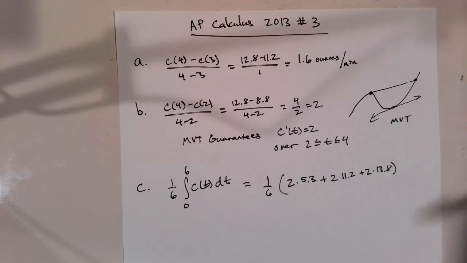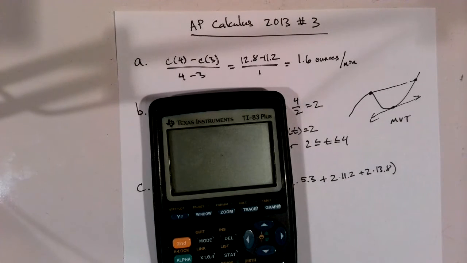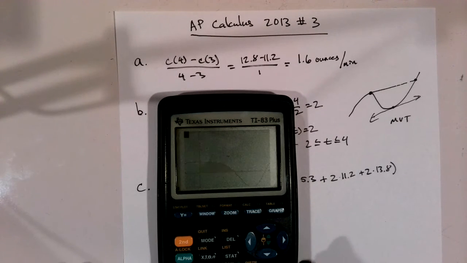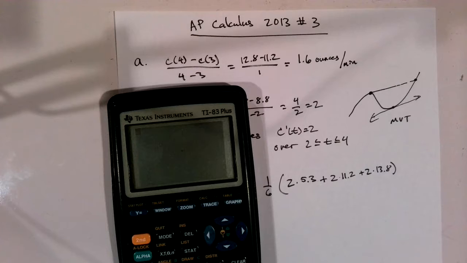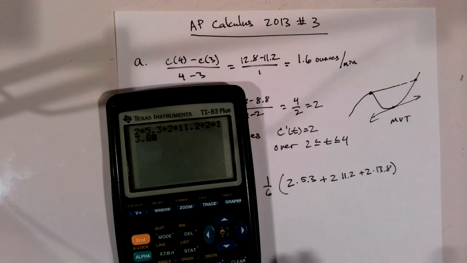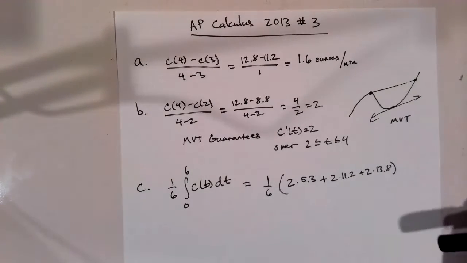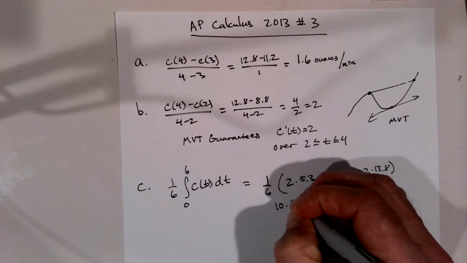Now, they did not give you a calculator on this problem, but we're going to use it. I think that they're going to allow you to use calculators. So we had 2 times 5.3 plus 2 times 11.2 plus 2 times 13.8. Notice I could have factored out that 2 if I wanted to. Divide that by 6, and I get 10.1.